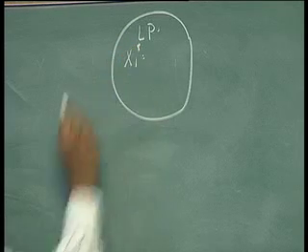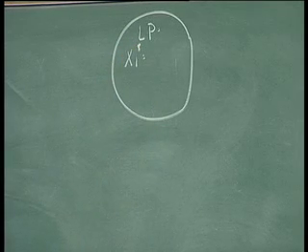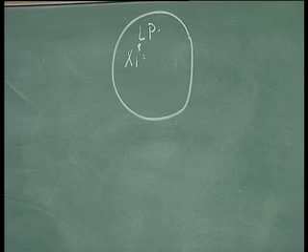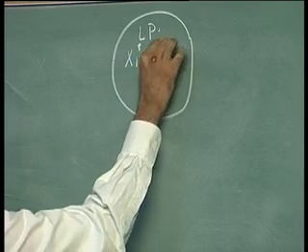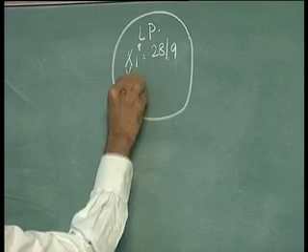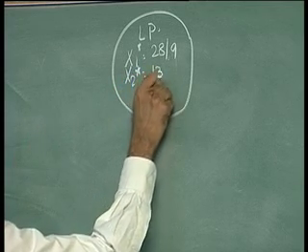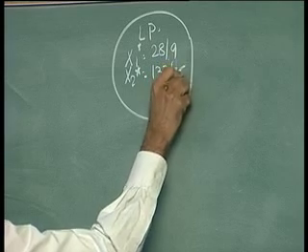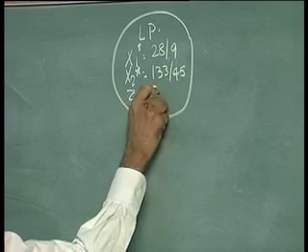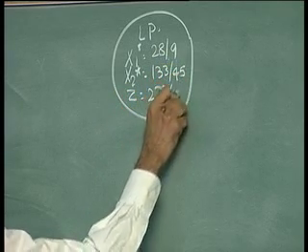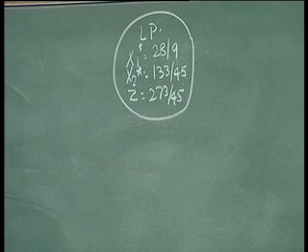LP optimum will be x1 star equal to 28 by 9, x2 star is equal to 133 by 45, and z is equal to 273 by 45.